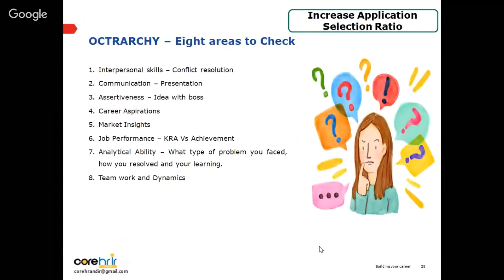Yeah, so these are the most important eight areas which one has to look at while taking an interview and evaluating the candidate. A few of the things have been covered here, and you can look at the skills written here. Apart from that, you can add more depending on your organization, or specific to the position you are recruiting for, or the role or location. So this can be interpersonal skills, communication skills, assertiveness, career aspiration, market insight, which we have already covered earlier, job performance, KRA versus achievement, which also has been covered, analytical ability, that is, what type of problem you faced, which was also one question, if you remember, during our focus five, achieve high, and teamwork and dynamics was also included.